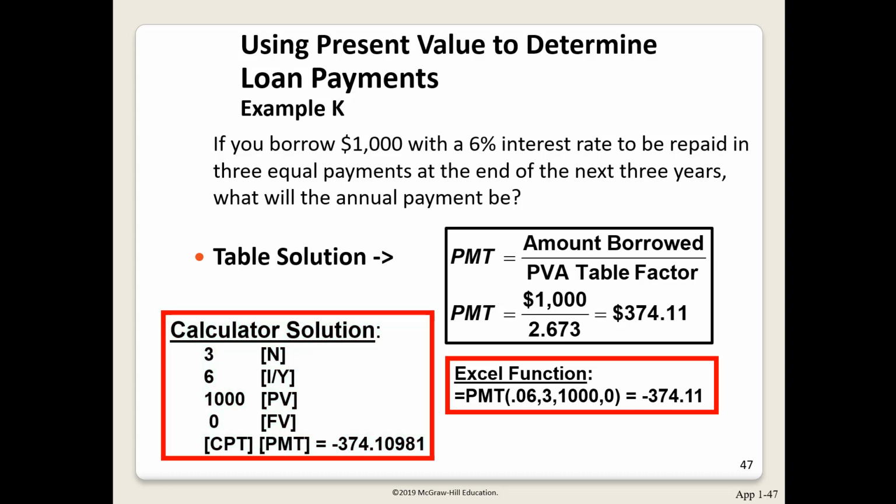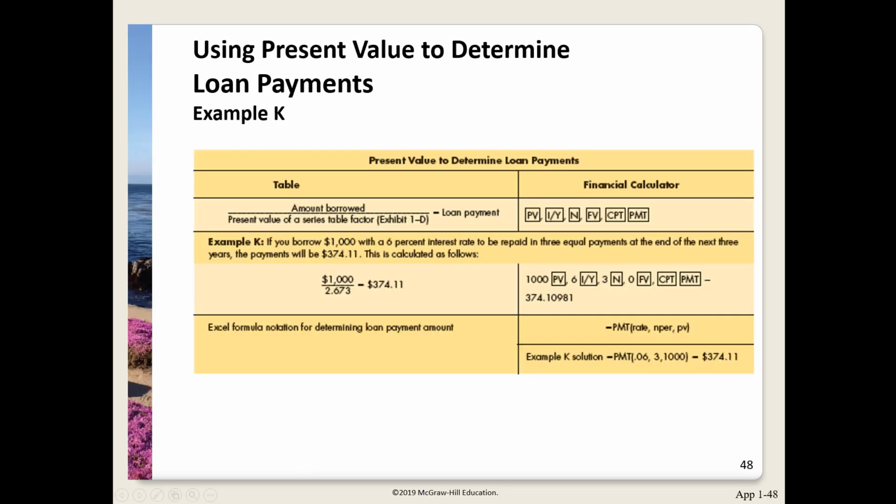This method can be used to solve for the required payment on any amortized loan, car, mortgage, etc. The main difference is that most amortized loans are paid off with monthly payments, meaning the interest rate and the number of periods have to be changed to monthly. This table, page 37, recaps example K. And that ends time value of money.